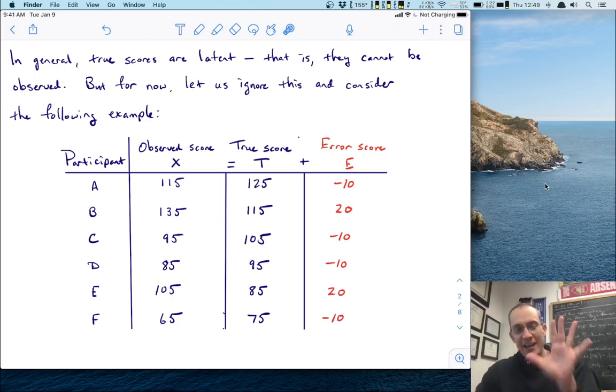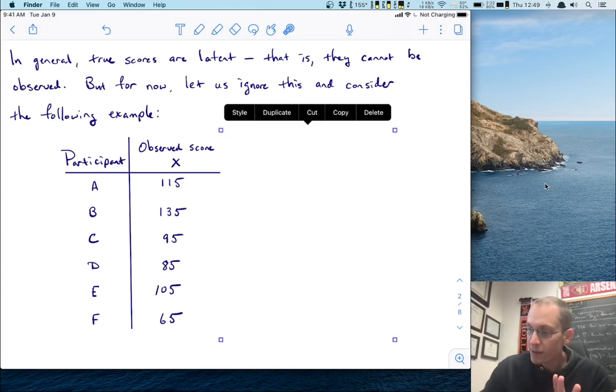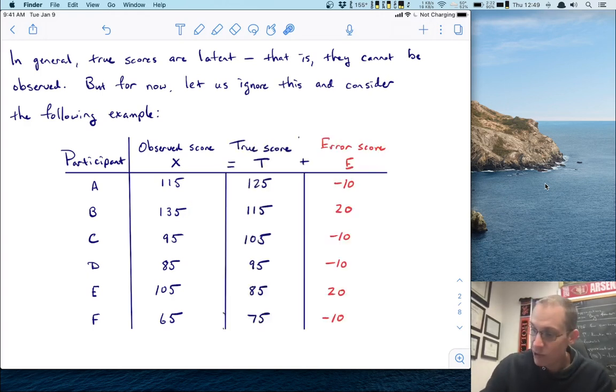Now, here's what's interesting about this example. Remember what we first said before I uncovered everything. In fact, let me go back. From these data, we think that participant B has more of this trait than participant A because their observed score, 135, is higher than 115. But when we uncover the true scores, we see that is not the case. Actually, participant A has more of the trait. So this might begin to give us some indication that this test is not exactly reliable. It fails that fundamental idea of the observed scores reflecting differences in the true underlying traits.